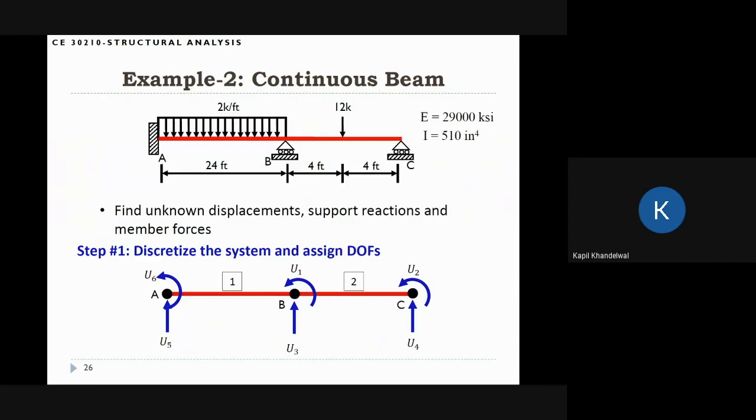The first step is to discretize the system and assign the degrees of freedom. In this case, we are going to discretize this structure into two elements. One is the element AB, or number 1, and the second is BC, number 2 element here. And then we have to put the degrees of freedom here. Let's think very carefully before putting the degrees of freedom.